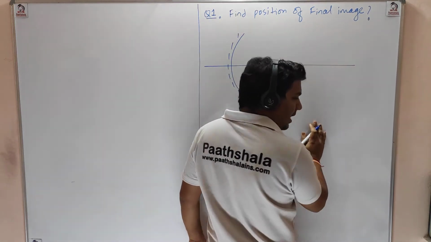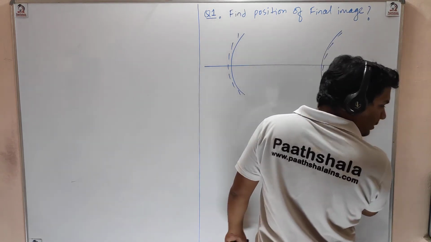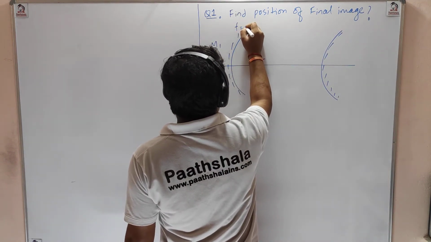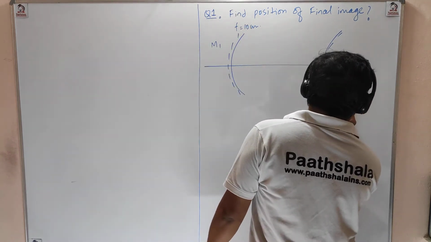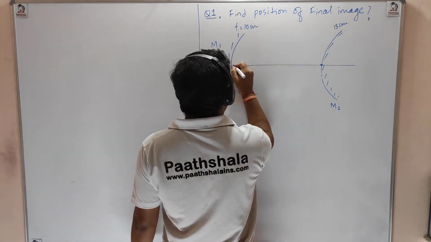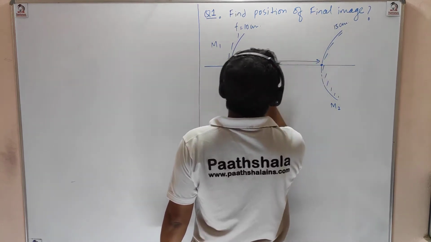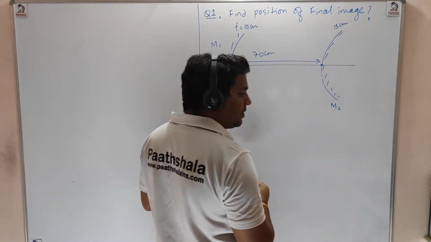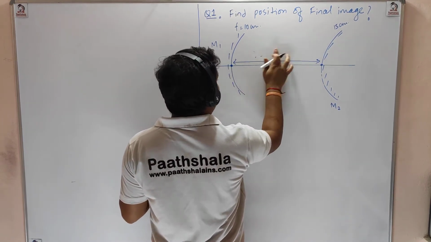M1 and M2. One is concave and the other is convex. This is M1, which has a focal length of 10 centimeter, and this is M2. M2 has a focal length of 15 centimeter. The distance between the poles of these two mirrors is 70 centimeter. Okay, and an object AB is kept at a distance of 30 centimeter from the pole of M1.